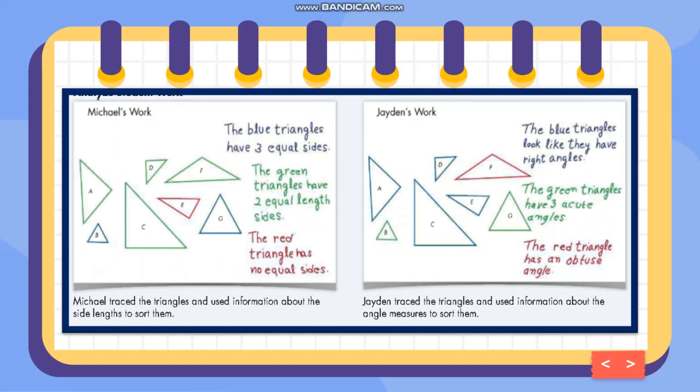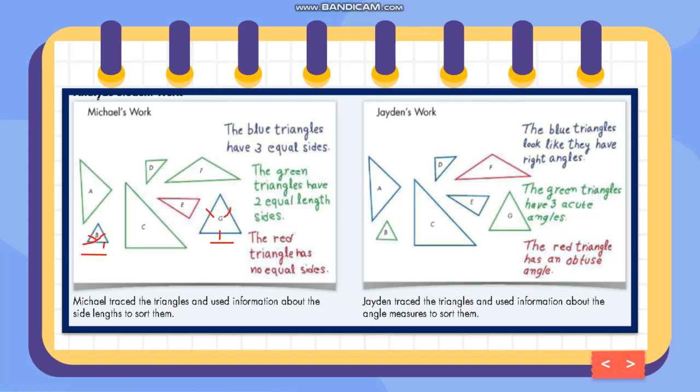Michael traced the triangles and used information about the side lengths to sort them. He said that the blue triangles, which are letter B and letter G, have 3 equal sides. It means all sides are equal. And the green triangles, he said, have 2 equal length sides. And the red triangles have no equal sides.